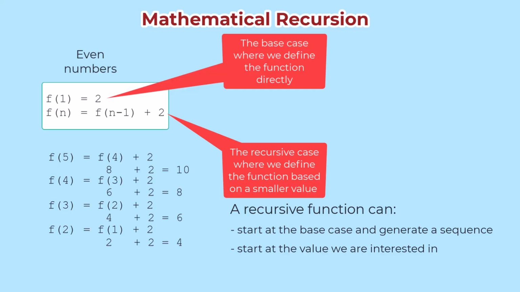That second way is the way most computer scientists use recursion. We have a specific value we want to compute, so we start there, and we recurse down to a base case, and then use those results to build back up to the case we care about.